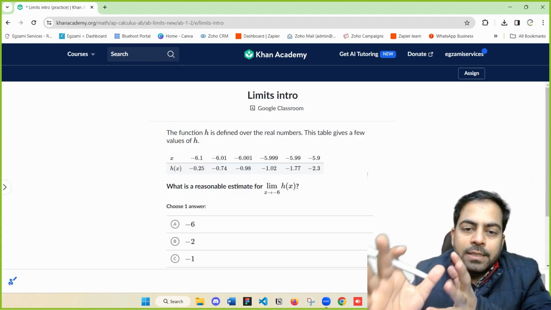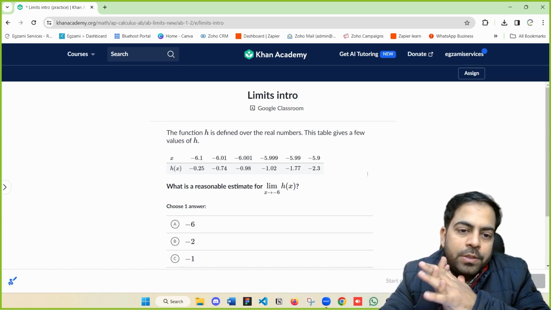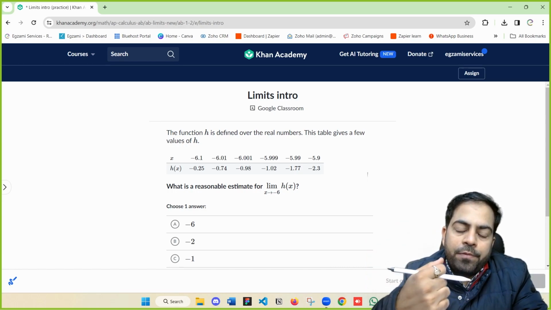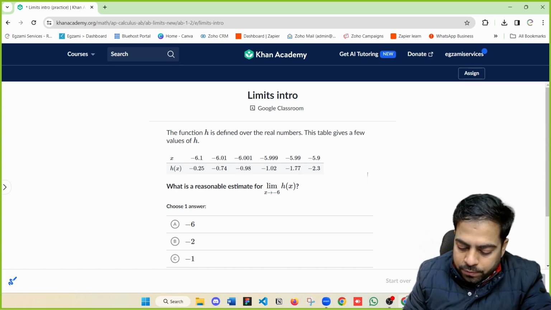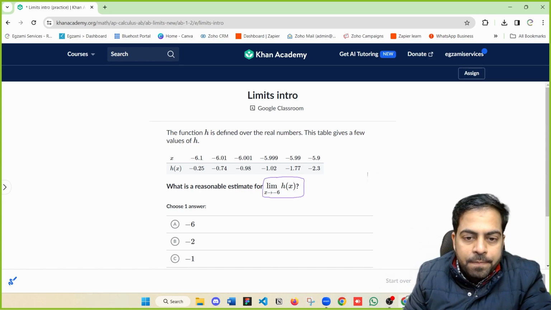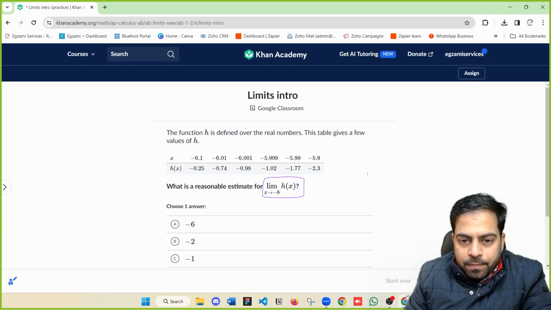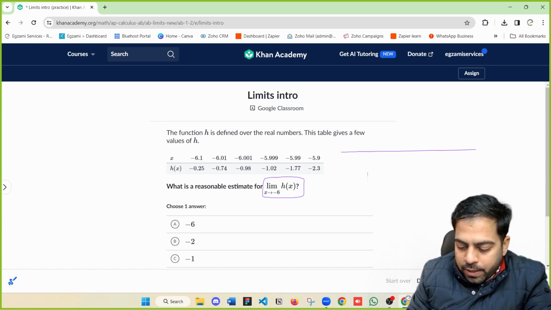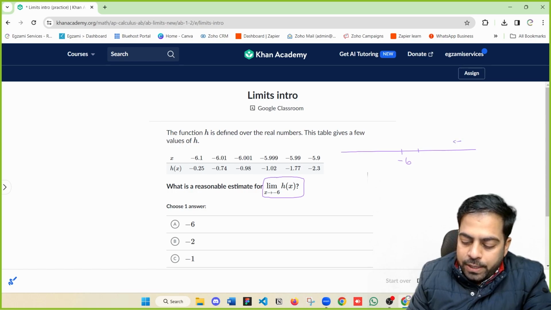So the first exercise is based on limits intro. This question is based on finding the limit from the table. As you can see, it is asking us to find the limit as x goes to minus 6 of h of x. So if we have minus 6 like this, we have to find the RHL and LHL.